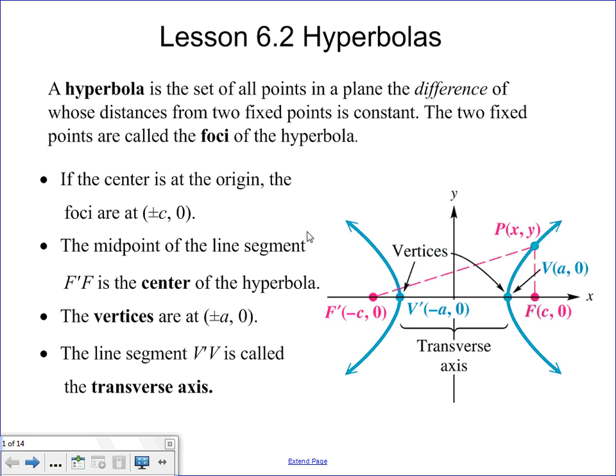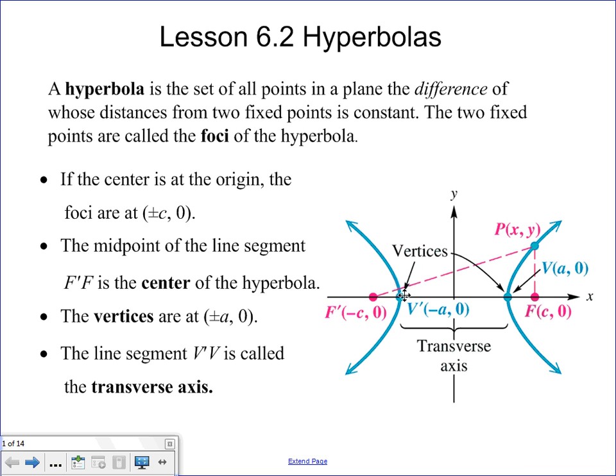So a hyperbola looks like this. It's two kind of parabola-looking things that go off in opposite directions. So this is a horizontal one. This one opens up left and right, and the center is at the origin, of course. The midpoint of the line segment between the two focal points is called the center of the hyperbola. So this origin is the center of this hyperbola.